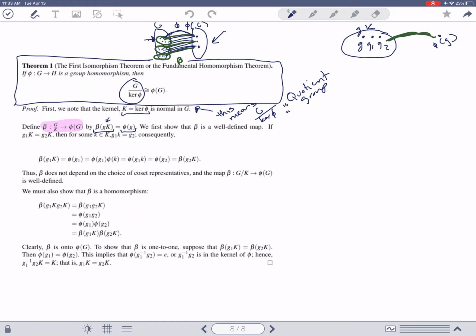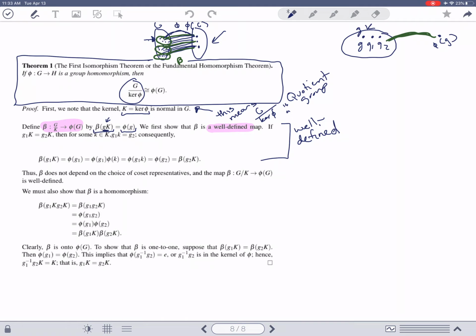Now, as I mentioned before, since we're using a representative element to say what's going on, we have to actually argue that we have something that's well-defined. So our well-defined piece comes right here. And let's take a look at what this argument looks like. And I'll just keep notating here.